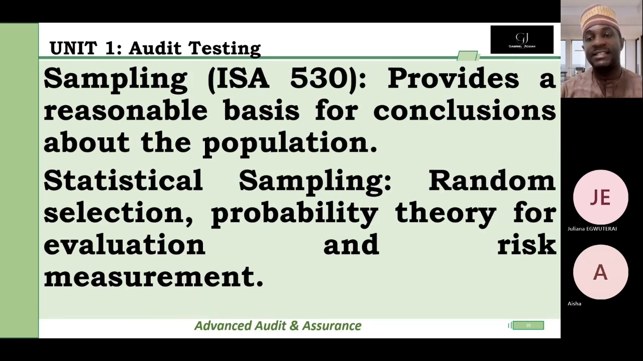Also, sampling based on ISA 530 provides a reasonable basis for conclusions. This basis for conclusions from the population is very important because if you do statistical sampling, random sampling, probability theory for evaluation and risk measurement, it helps you to know whether you want to probe further, do test of details or substantive testing. So sampling is very important to know how to carry out your work.